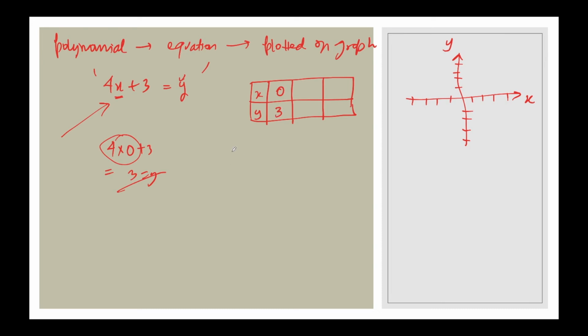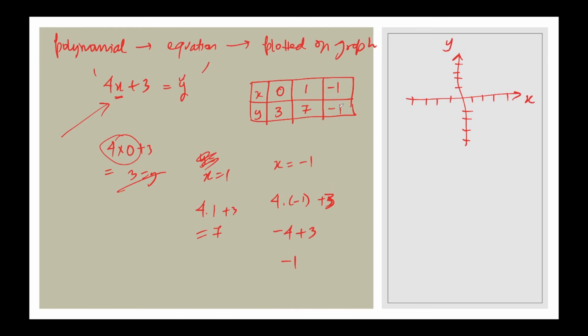Now if I place x equals 1, the value will be 4 times 1 plus 3. It will be 4 plus 3. So when the value of x was 1, the value of y was 7. Now if I place the value of x as minus 1, then it will be 4 times minus 1 plus 3. This will be minus 4 plus 3, which is minus 1. So when the value of x is minus 1, the value of y is also minus 1.